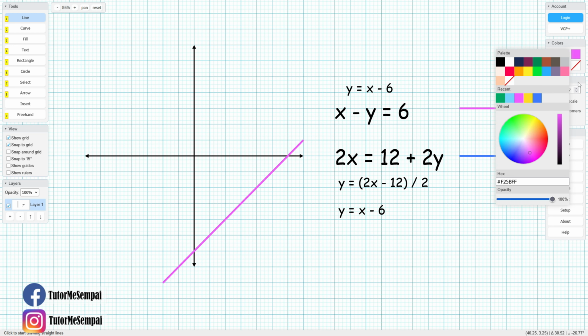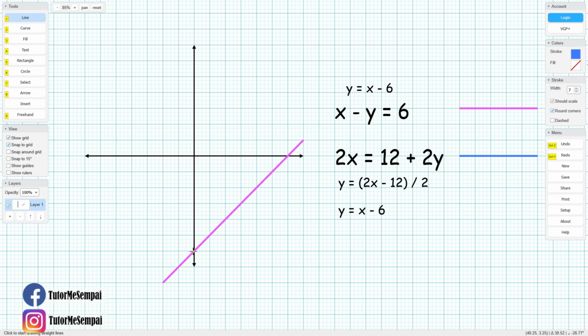Now let's do our blue. And it's quite honestly the same thing. So we're going to start with here. Keep it going. And you'll notice it's identical. We're graphing the same thing, so it shouldn't be a surprise. It's identical. That tells you how many solutions.